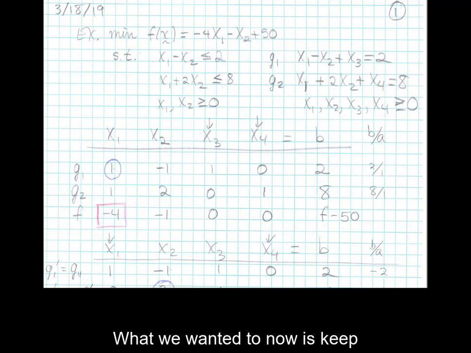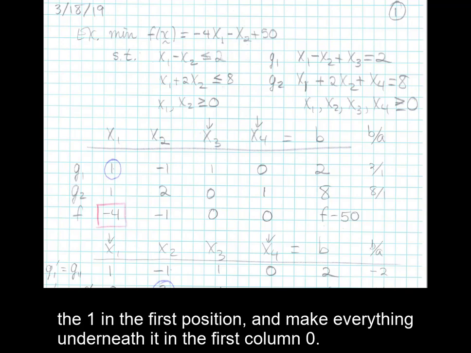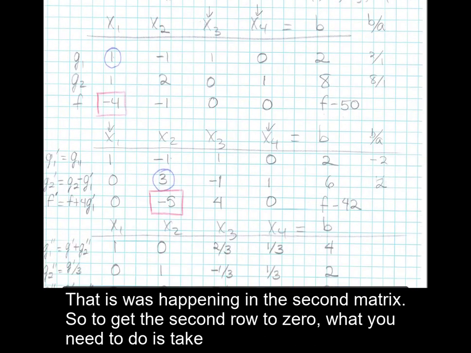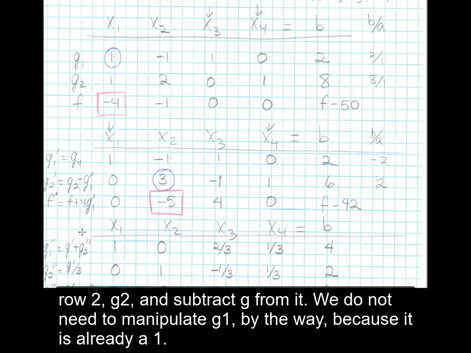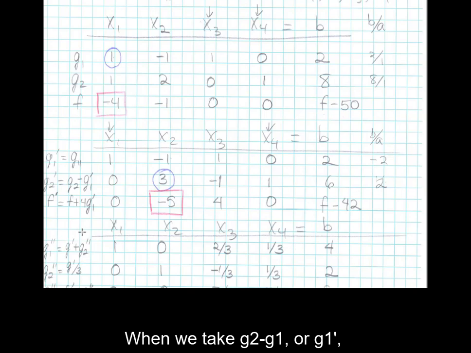What we want to do now is keep the 1 in the first position and make everything underneath it in the first column 0. That is what's happening in the second matrix. So to get the second row to 0, what you need to do is take row 2, G2, and subtract G1 from it. We do not need to manipulate G1, by the way, because it is already a 1. When we take G2 minus G1, or G1 prime, you'll get 0 in the first position.